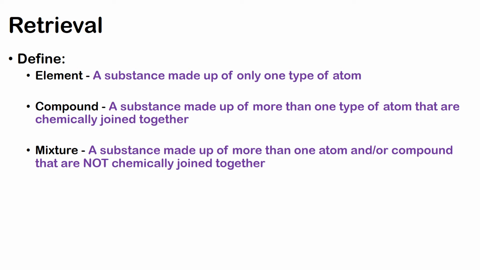So what's all that got to do with chromatography? Well, chromatography is a method that we can use to separate out mixtures. Now because mixtures aren't chemically joined together, we can separate them out based on their physical properties, and in terms of chromatography what we're looking at is how soluble the different parts of the mixture are, and we can use that to separate them out.